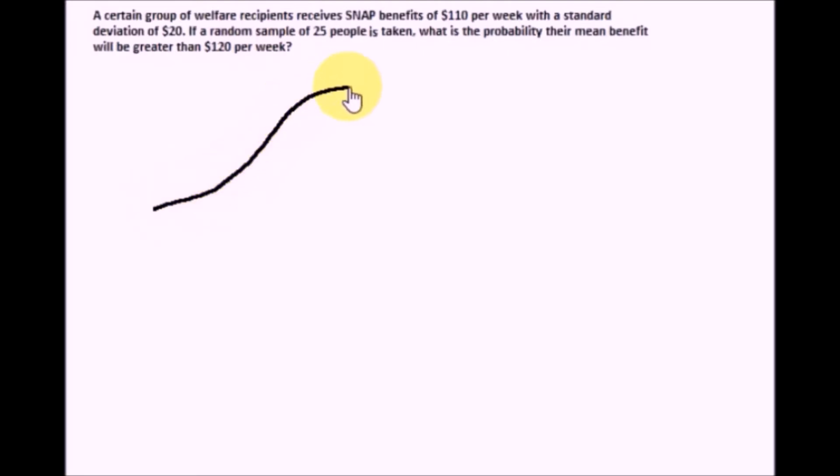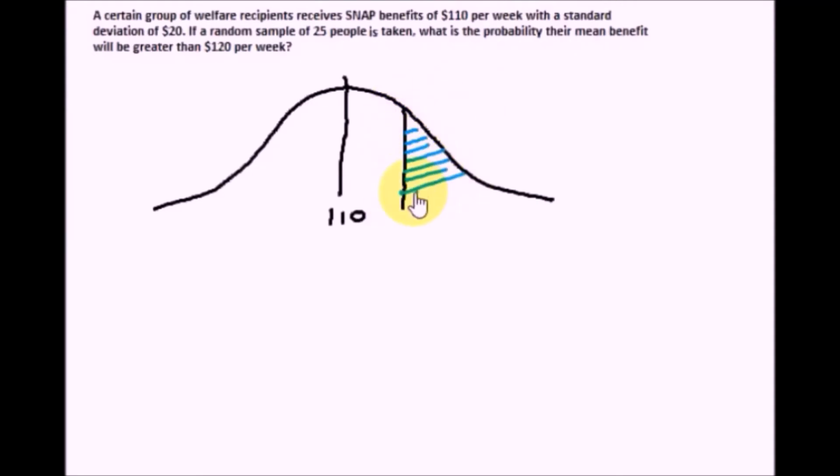Well, let's take a look at a graph. We've got an order, and we're given the mean in the question as $110 a week. Standard deviation is 20, and we want to know what's the probability their benefit will be greater than 120 per week. I'm just going to take a guess at where 120 is. So what I'm interested in is this area. Their mean benefit will be greater than 120 a week.